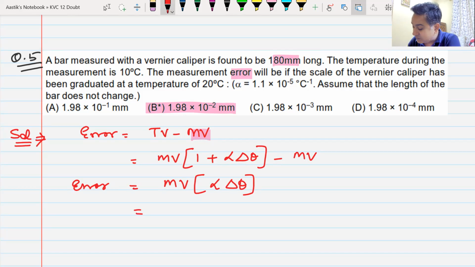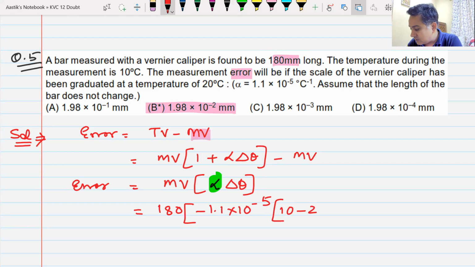What is the measured value? The measured value is 180 multiplied by this alpha. Now, what is this alpha? This alpha is the alpha of the object minus the alpha of the scale. But here the object does not change, so alpha of the object is 0, minus alpha of the scale, so it is simply minus 1.1 into 10 raised to the power minus 5, divided by the change in temperature. The measured temperature is 10, minus the calibration temperature, 20.